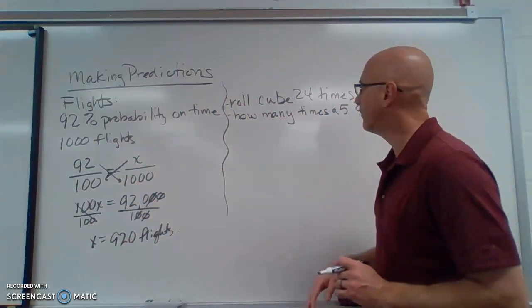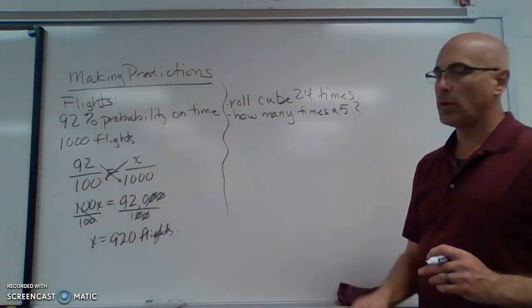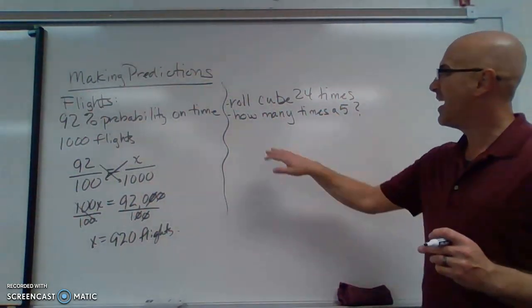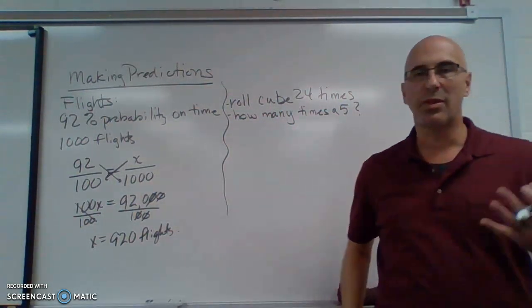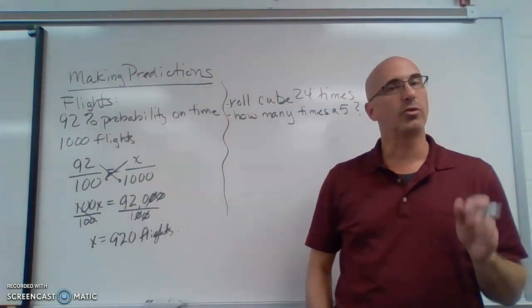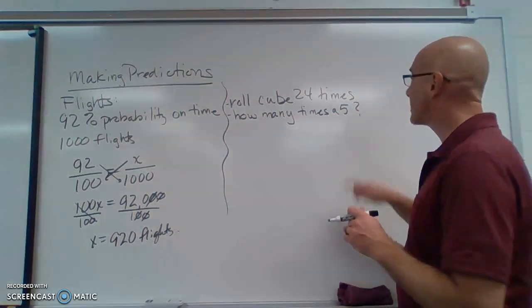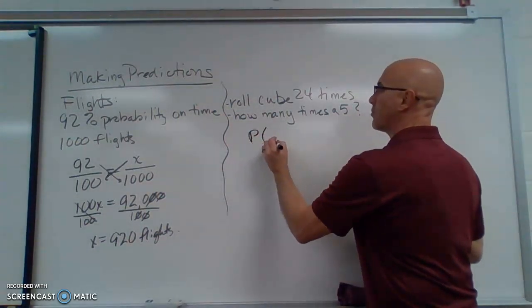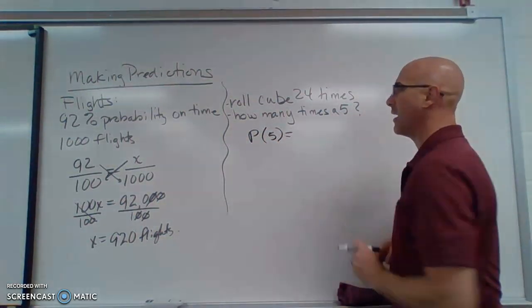Let's look at another one. So say we are rolling a number cube, a die. We're going to roll it 25 times. How many times do you think a 5 will occur? Okay, we have to do one thing first. We have to figure out what's the probability of getting a 5. So we say, what's the probability of a 5?